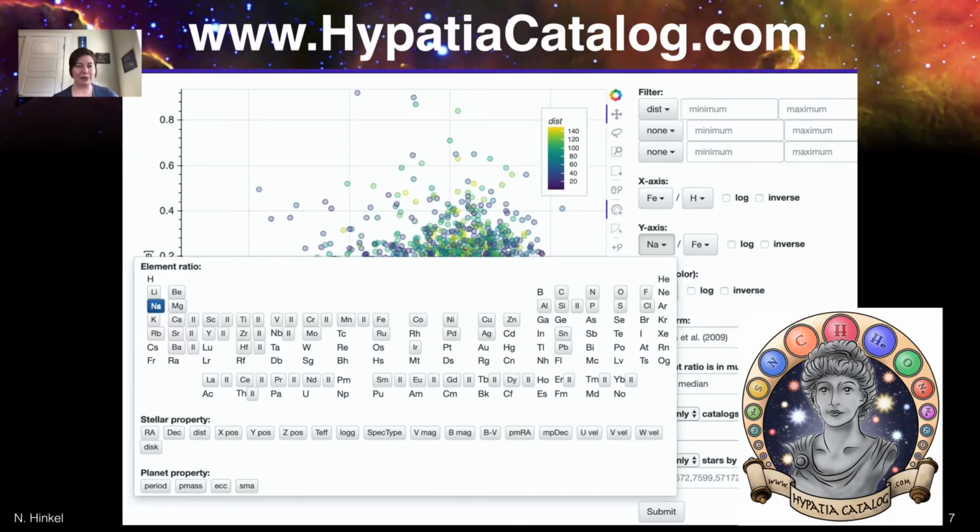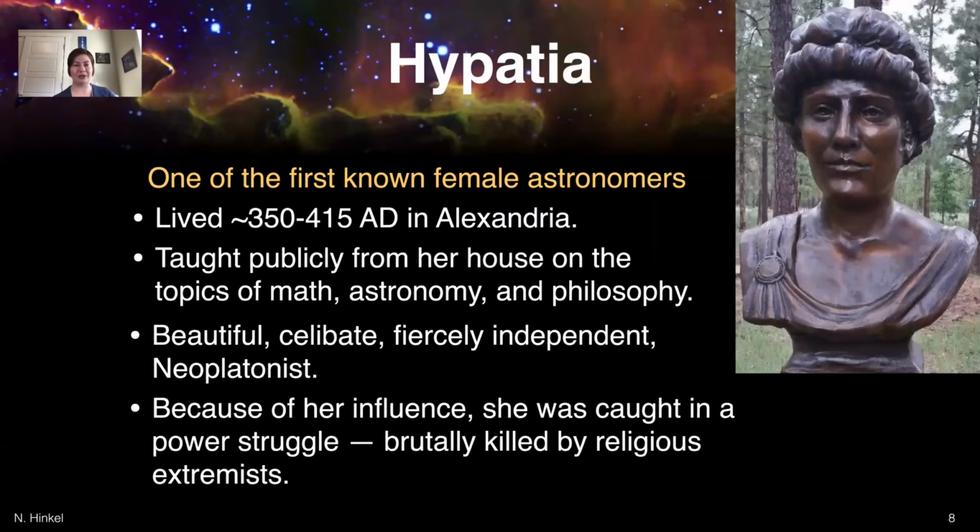Now, because everybody always mentions it, I like to explain that the Hypatia catalog was named after one of the first known female astronomers. She was very well respected in her time, which was about 400 AD. She lived in Alexandria. And yeah, she was a very strong, independent woman, somebody that I very deeply respect. And so I wanted to show that respect by naming my database after her. Anyway, I've sidetracked, so coming back to the elemental abundances.